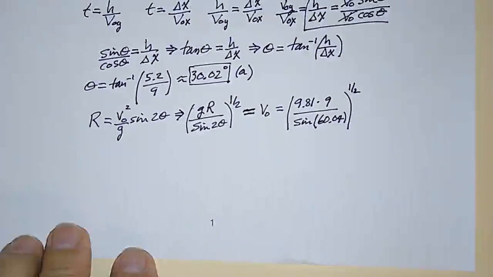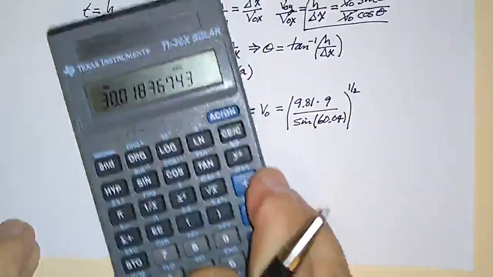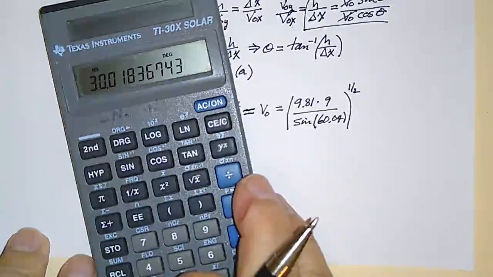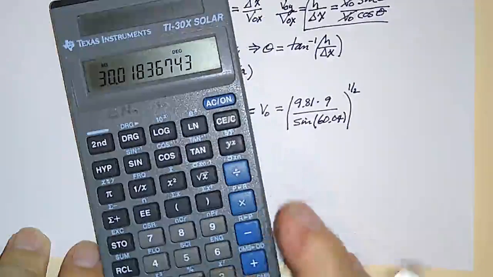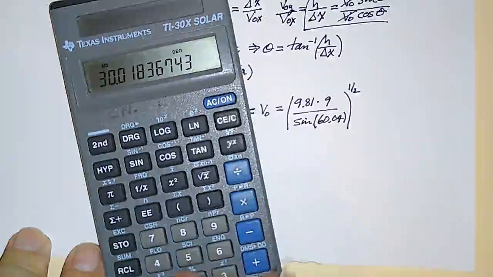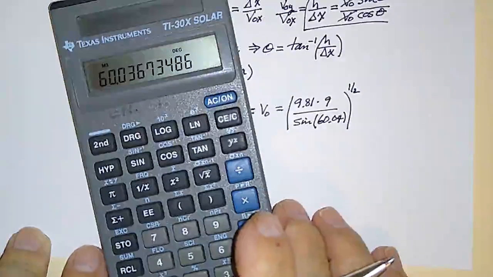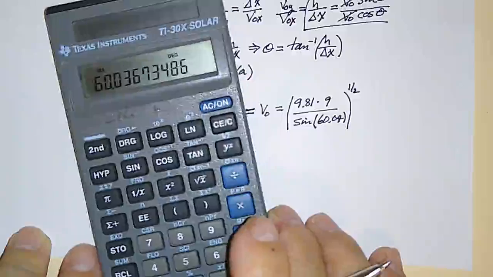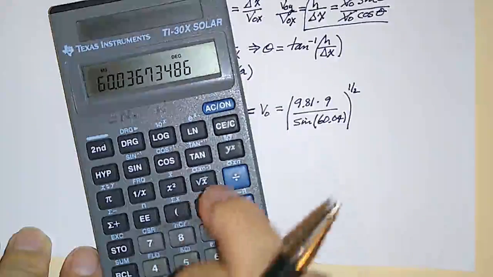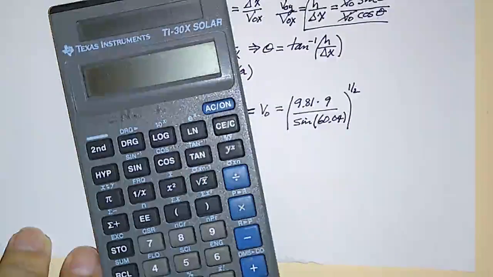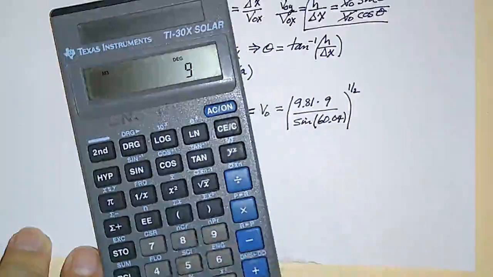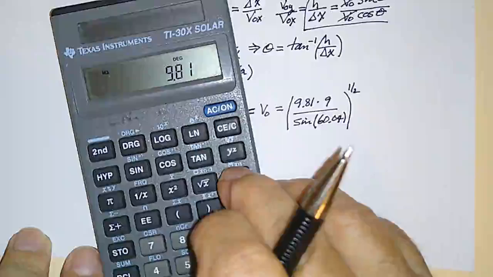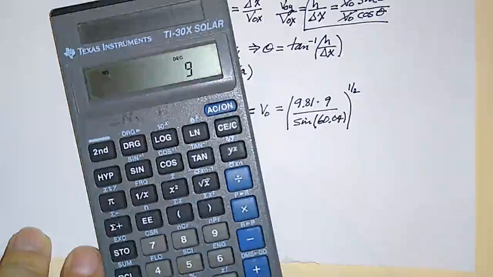To put that in the calculator, I'll put it up here where you can see it. First of all, I left the 30 degrees in there, roughly 30 degrees. So I'm going to double that. That's my 60.04 degrees. And I'm going to take the sine of that, and I'm going to divide that by 9.81 and divide that by 9.